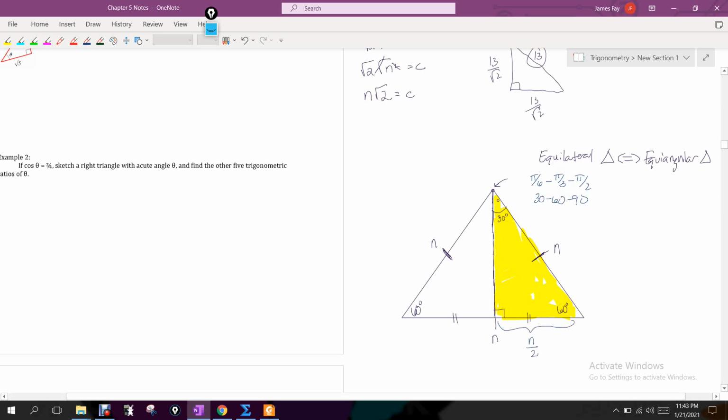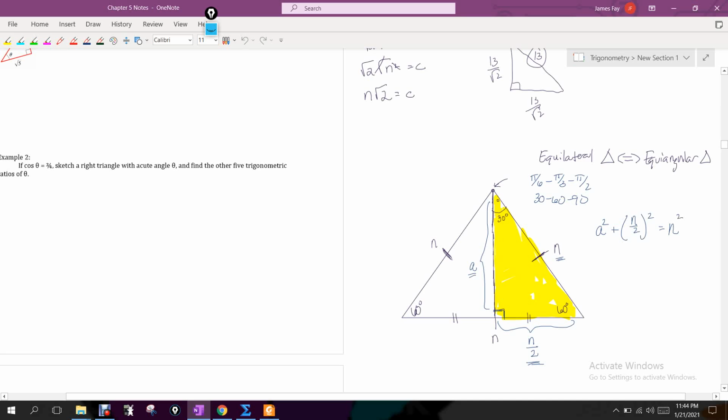Now, I don't know the length of this leg of the yellow triangle, but I now have two sides of this yellow triangle. And this yellow triangle is a right triangle. So right now, I'm going to call this A because I don't know it. But we would have the ability to say that A squared plus this side here, which is n over 2 squared, should equal this side, which is n squared.